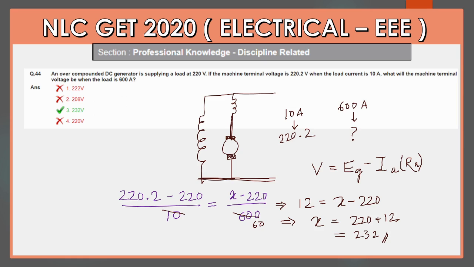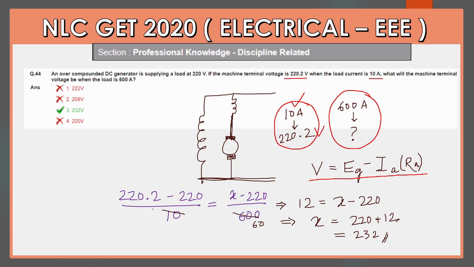Next question, it is saying an over compound DC generator supplying load at 220 volt. If the machine terminal voltage is 220.2 when load current is 10, means one condition is this: when load current is 10 ampere, the terminal voltage is 220.2 volt. It is asking at 600 ampere load current what will be the terminal voltage. We know that for a generator, this is the voltage equation: V equal to Eg minus IaRa.